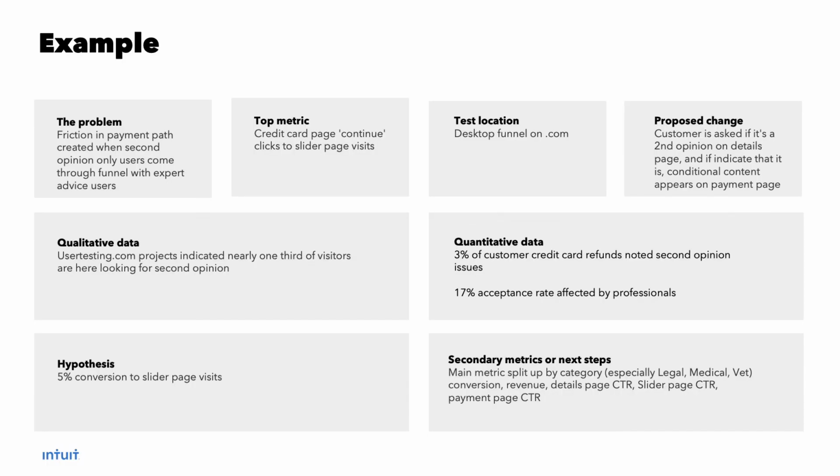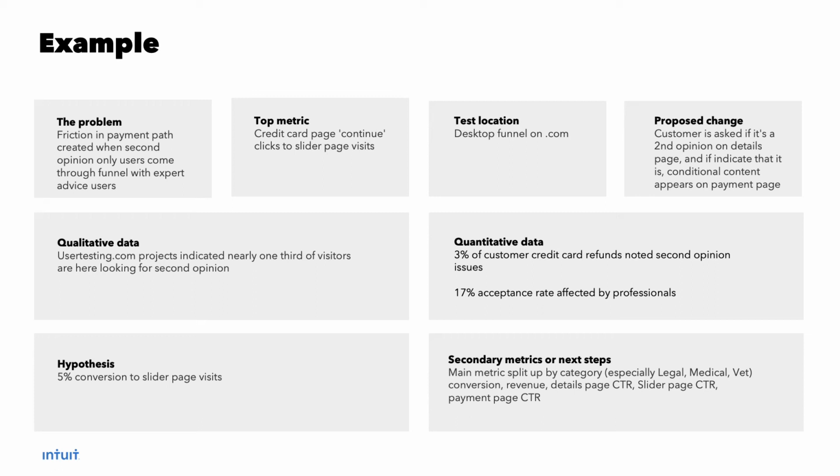And so here I've just filled out these pieces as an example using the template where I'm stubbing in information here. The problem, there's friction in the payment path. The top metric will be clicks on the continue button. Testing on the desktop funnel. My proposed change.